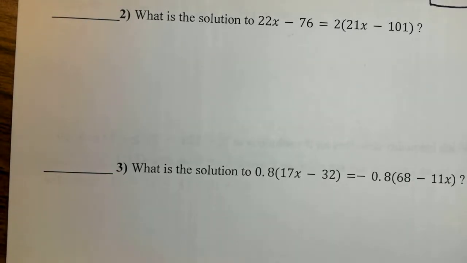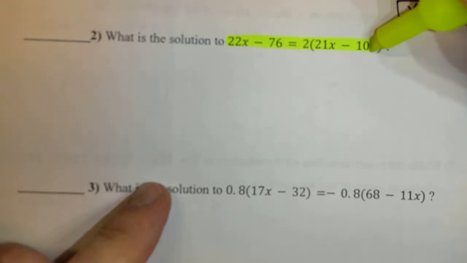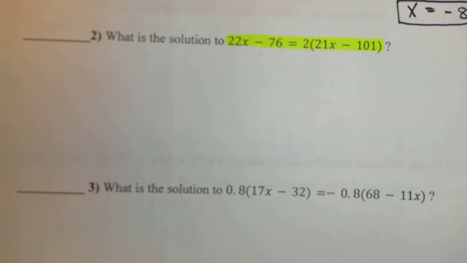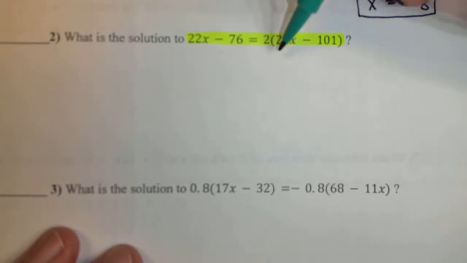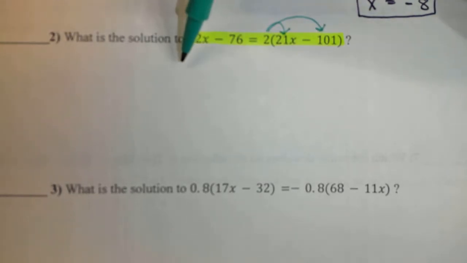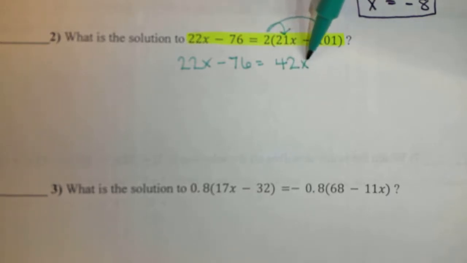What is the solution to? Again, it's worded different, it looks different, but it just means solve. So I am solving this equation right there. And look, I have parentheses again. Anytime you see parentheses, let's distribute first, get rid of those. The left side didn't change. 2 times 21 is 42x. And then 2 times 101 is 202.